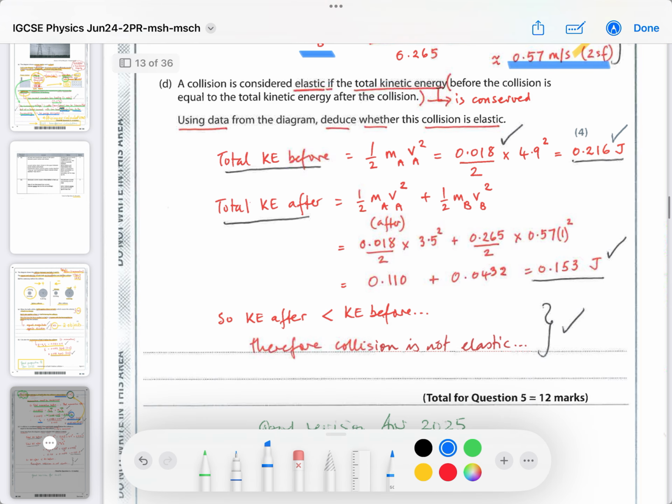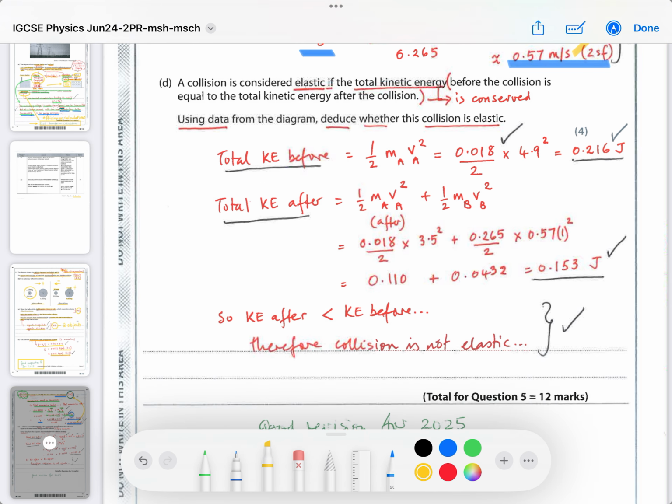All right, part D. It then goes into kinetic energy. Collision is considered elastic if the total kinetic energy is conserved. That's what it says in the brackets. Before the collision is equal to the kinetic energy after the collision. Okay, the total kinetic energy. So total kinetic energy you can work out, okay, using half mv squared.